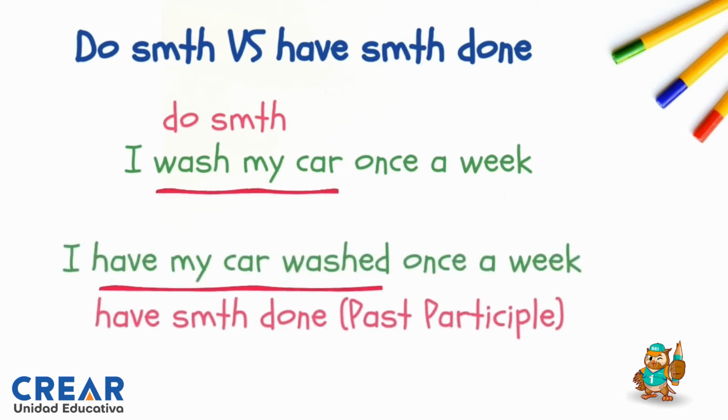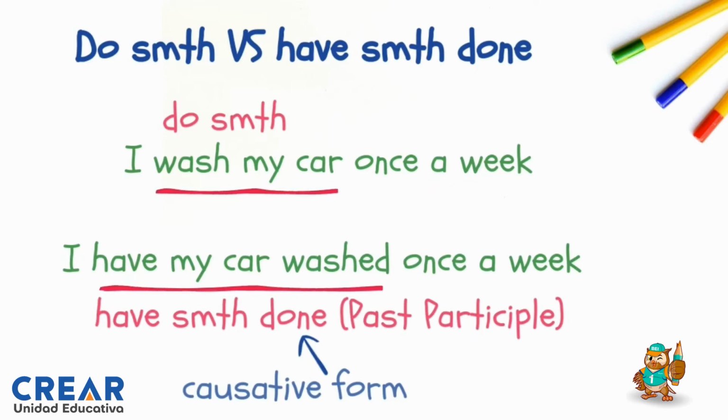But when you are saying have something done, it is when somebody else or something else does it, you got it, right? So I have my car washed once a week. Have something done, you're using the past participle of the verb, right? In the verb washed. I have my car washed once a week. And the causative form is, in this case, the done thing, right? So, lo que ha sido hecho por alguien más.